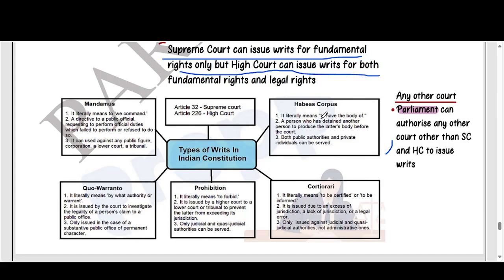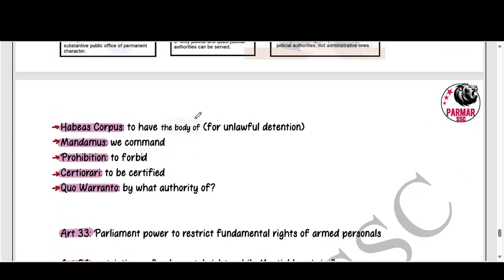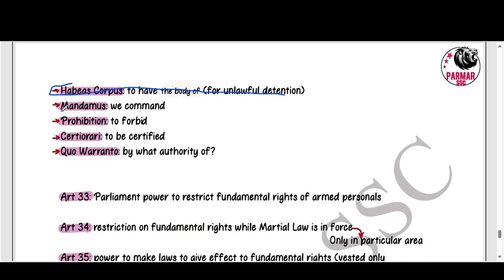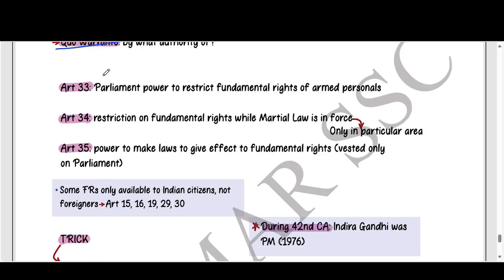Habeas corpus literally means to have the body of a person who has been detained, to produce the body before the court. It can be issued against public authorities and private individuals. Habeas corpus: to have the body, for unlawful detention. Mandamus: we command. Prohibition: to forbid. Certiorari: to be certified. Quo warranto: by what authority.